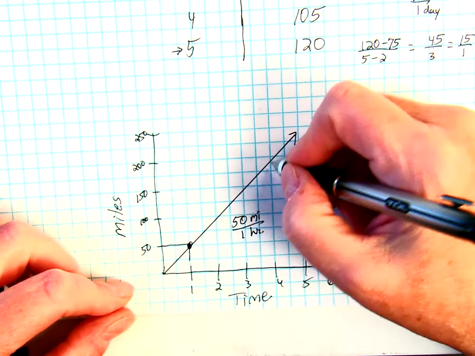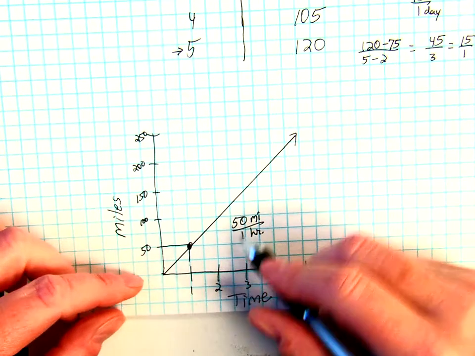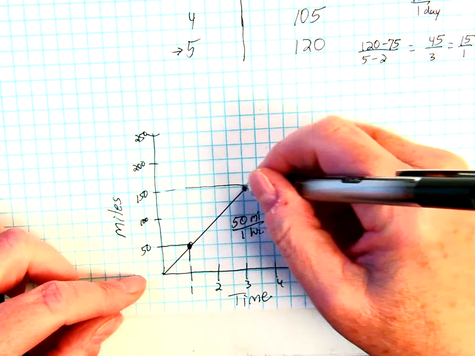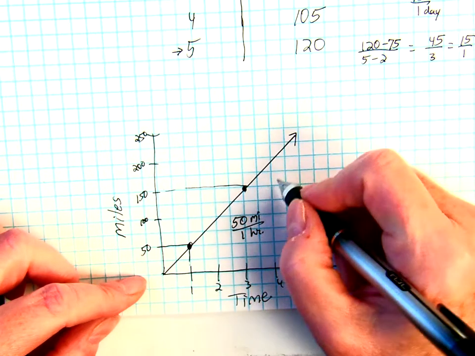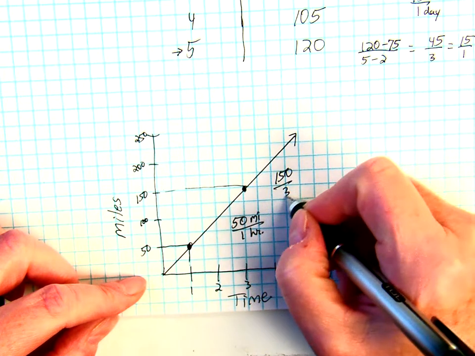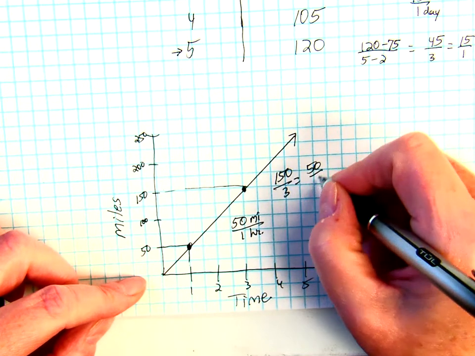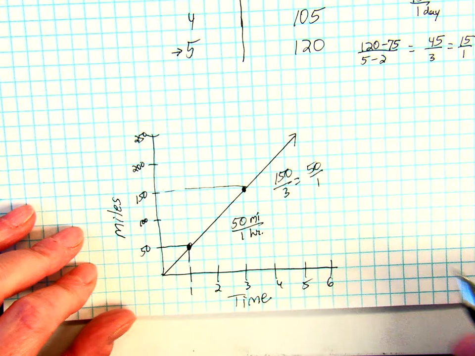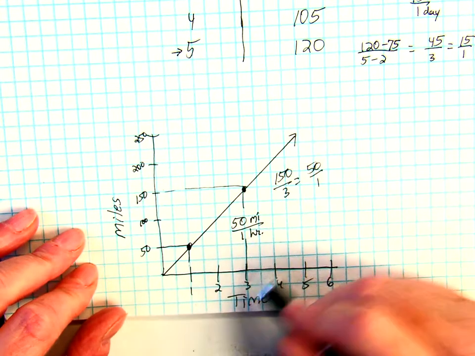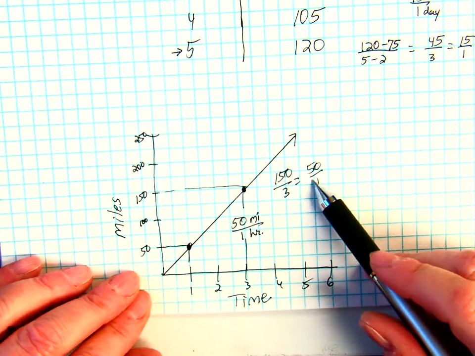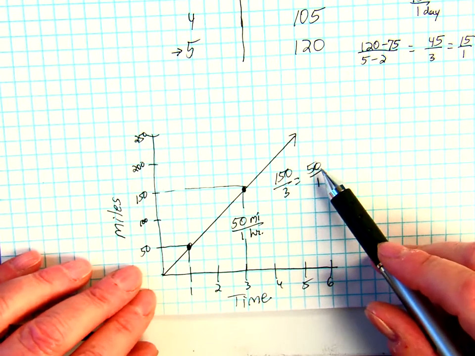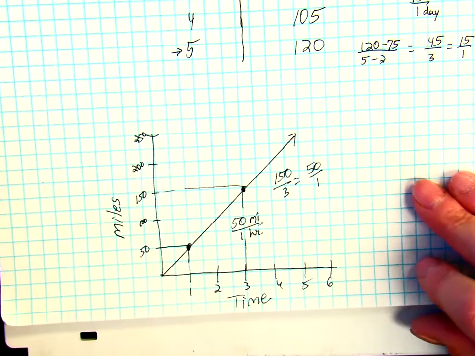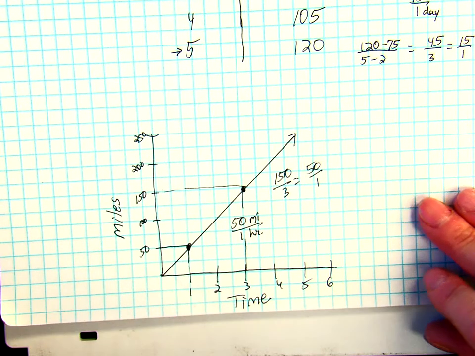If you came out here to, well, 4, I kind of went off my line here, so 3, here we would have the 150 over 3, which is equal again to 50 over 1. So if I had kept my line going properly, we would see that you have a constant rate of change, which is 50 miles per 1 hour, or 50 miles per hour. So that's how we look at it when we are doing the rate of change.